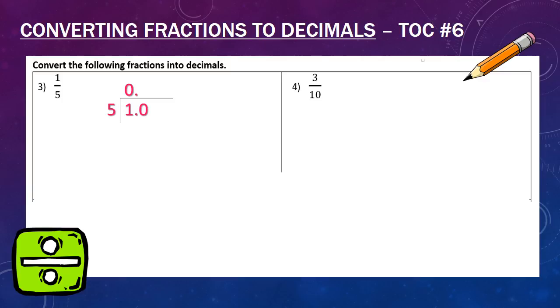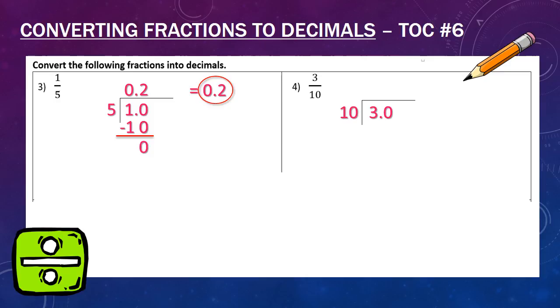5 goes into 10 2 times. 5 times 2 is 10. When I subtract, I get 0, so I know my answer is done. And I end up with 2/10 as my answer. Don't forget to circle. And the next one, we have 3/10, so let's set up our division house.